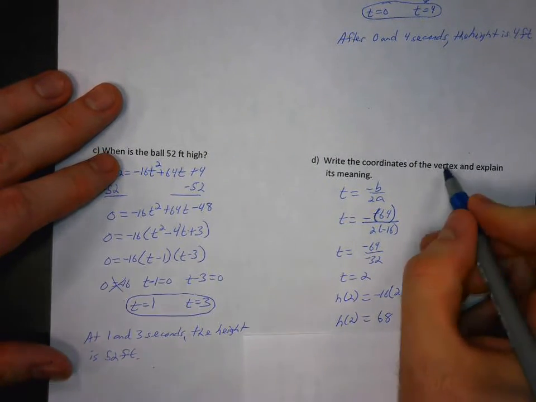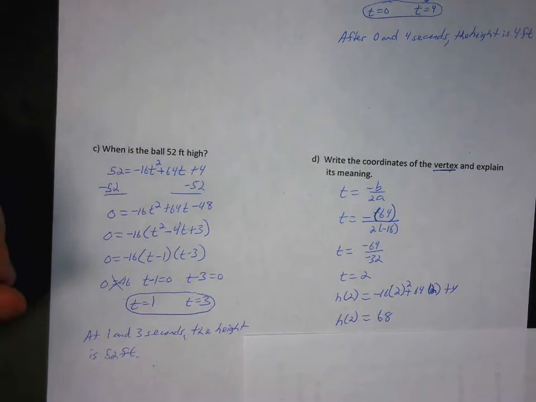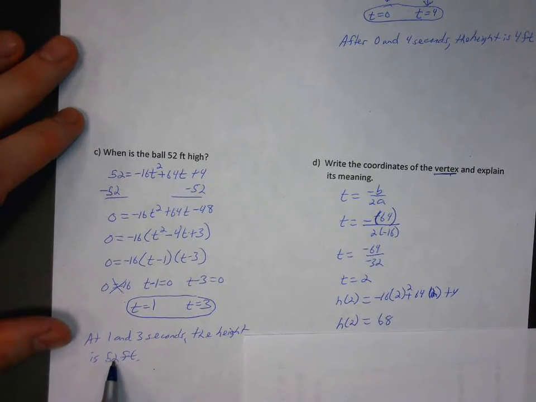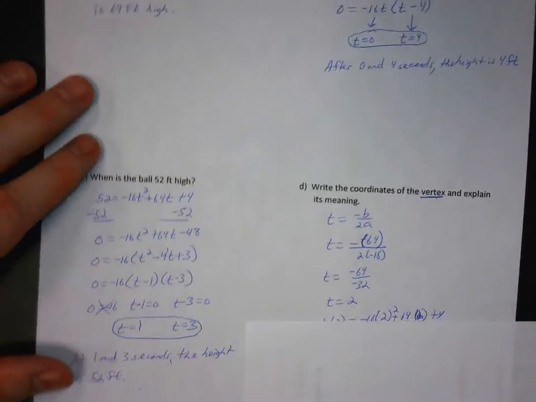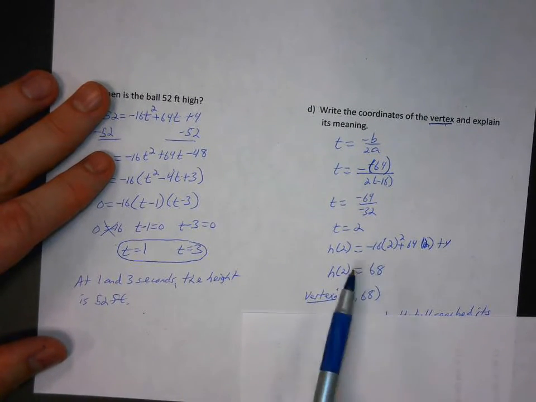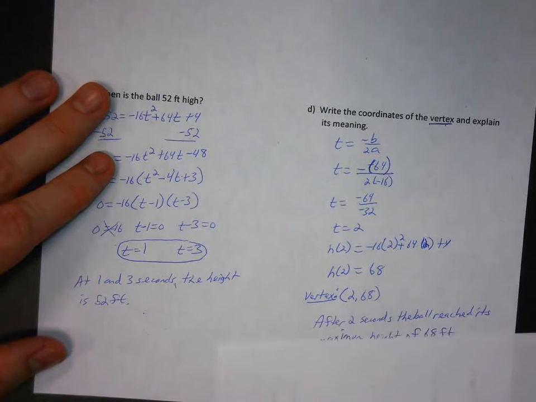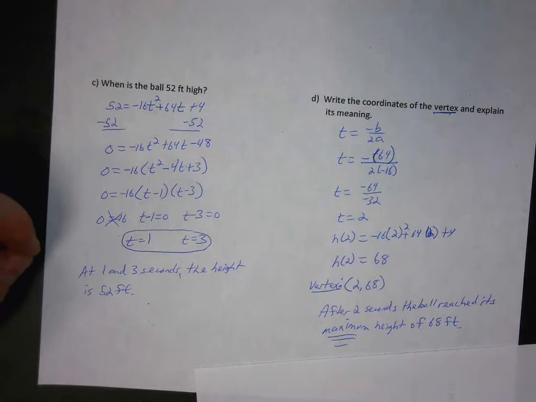And then because it's a vertex, we know that the ball is at a highest or lowest point. Well, in this one, we already found values where the ball was 52 feet high, and in part B it was 4 feet high. So that 68 feet is higher than those, so that vertex will be a highest point. So after 2 seconds, the ball reached its maximum height of 68 feet.